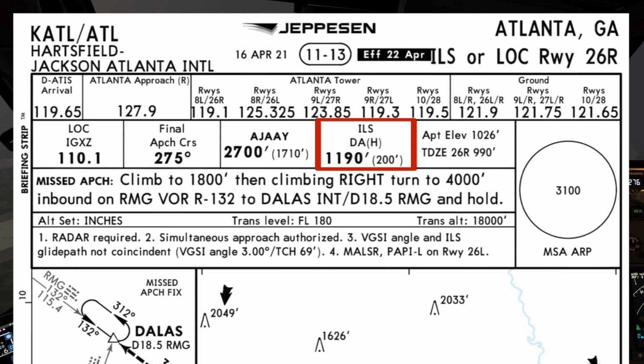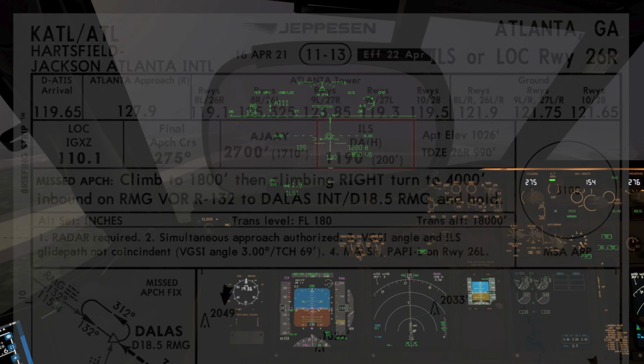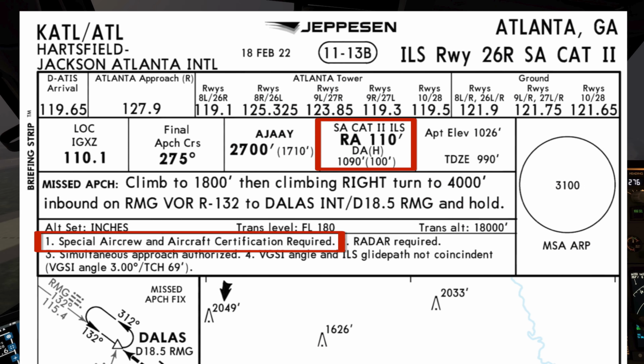But what if the ceiling is lower than that? This is where flying a CAT II approach, with its lower minimums, might be the difference between landing or diverting to another airport. As you can see here, the minimums on the CAT II approach are a radio altitude of 110 feet. The note states that special aircraft and aircrew certification required.